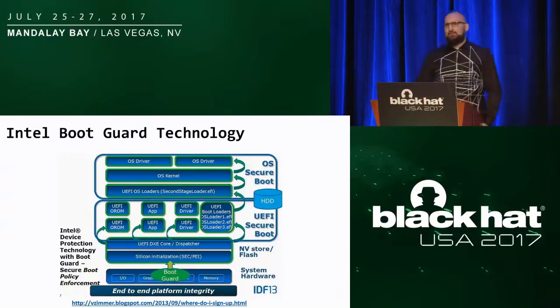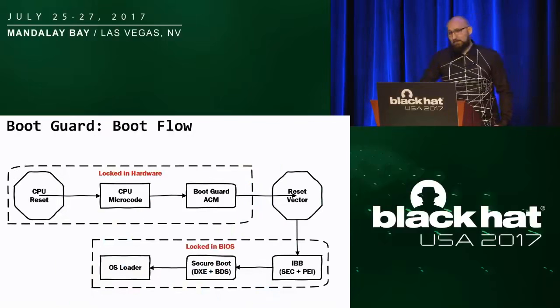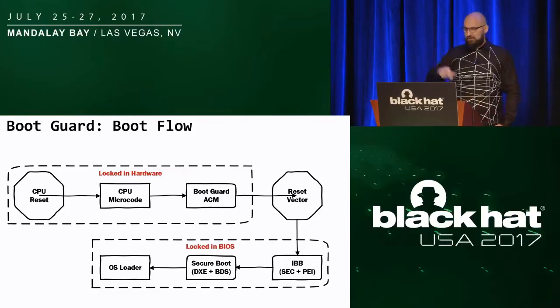In 2013, Intel presented the Boot Guard technology, and this screen shows all the information that came out publicly. It's not too much. I decided a long time ago to reverse engineer this technology. The boot flow with active Boot Guard looks like this. We have a CPU reset. After that, the CPU microcode verifies the Boot Guard ACM, the authenticated code module, and the authenticated code module passes control to the reset vector. All these steps are locked by hardware.